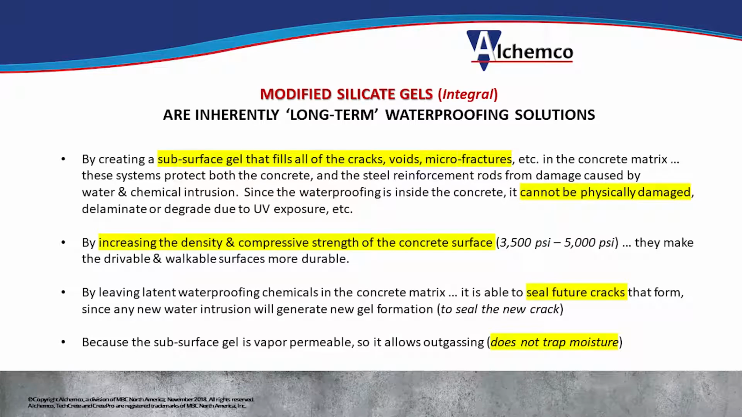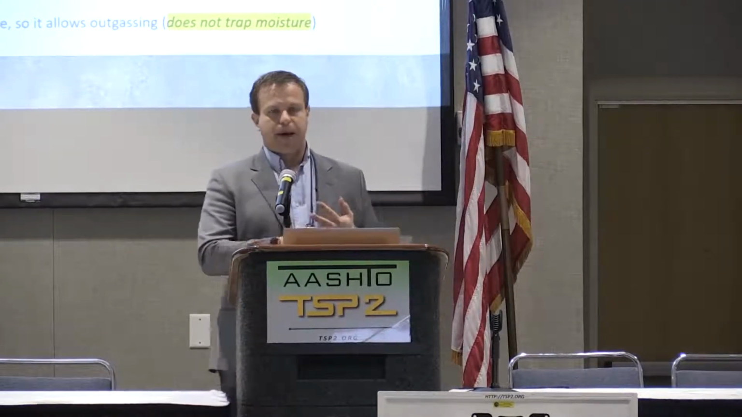So here we have a few points about this technology. The first of all is that this integral gel forms a subsurface barrier. So again, all the reaction happens inside the structure, it's not on the surface. So it cannot be damaged by plow trucks, by cars driving or trucks or nothing like that. All the reaction is inside the structure, so it cannot be damaged.